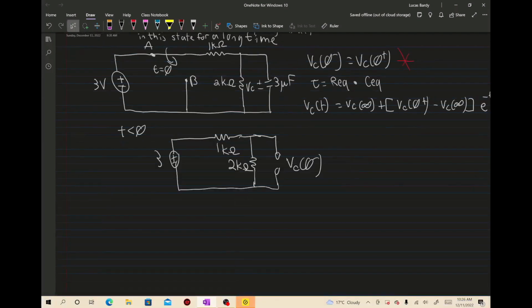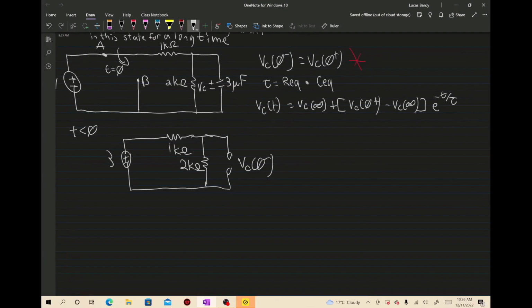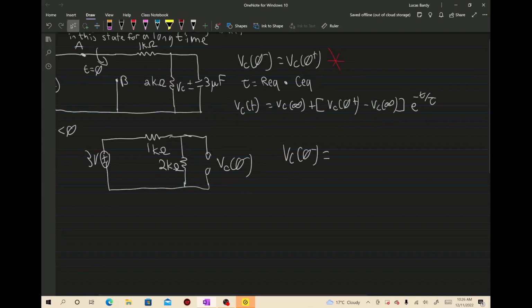Now, the way we would figure this out is, this is essentially a series circuit, because we can ignore any power going through here because there's no current. So we could just do a basic voltage divider. And if you remember, that's also a first video thing, a voltage divider is going to be, so Vc of 0 minus is going to equal the resistor of interest over the total resistance, times the total voltage.